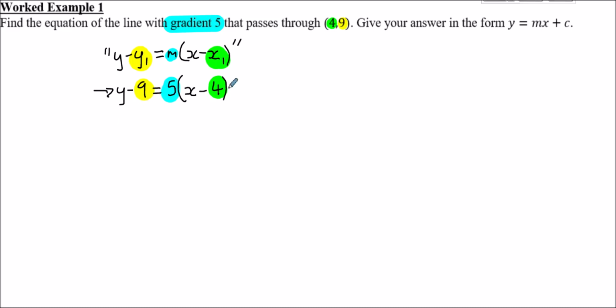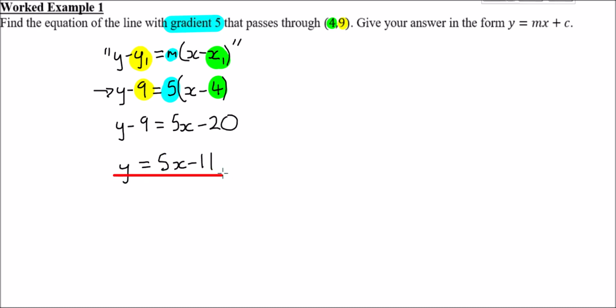So now we've got that, just expand and rearrange. So y minus 9 equals 5x minus 20. Add 9 to both sides. We get that y equals 5x, and minus 20 plus 9 is minus 11. And that's all there is to it. Ta-da! Let's have a look at another one. Come on, we're on a roll.